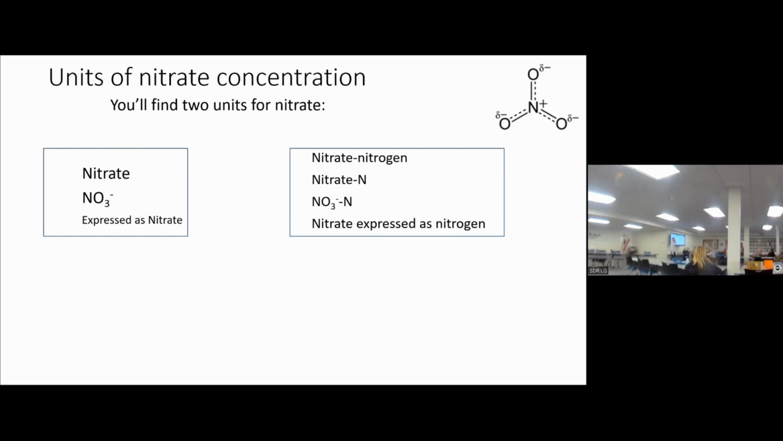So you will find out there in your nitrate journey two kinds of units, and I wrote them all here. So you have them separated by these blocks. You'll find nitrate, NO3 minus, and you will find something that says it is expressed as nitrate, as opposed to nitrate N, nitrate nitrogen, NO3N, and nitrate expressed as nitrogen. And these are different units. And your job is keeping them straight in your head and being able to convert from one to the other.